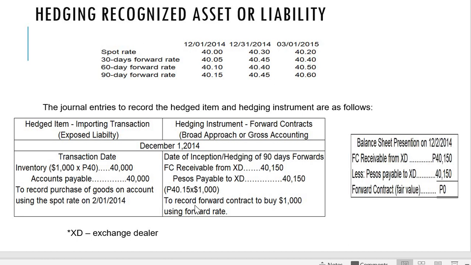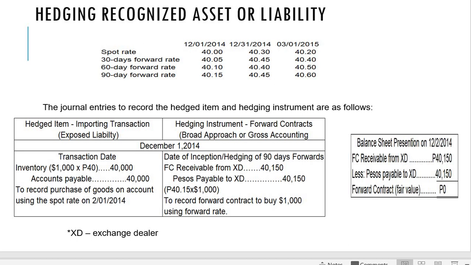Okay. And if the balance sheet is prepared on the date of transaction, the value of our forward contract is actually 0, since the value of our foreign currency receivable from exchange dealer is the same as the peso payable to exchange dealer.